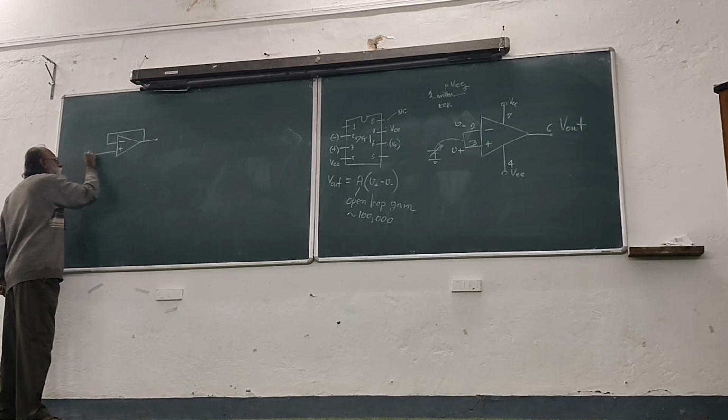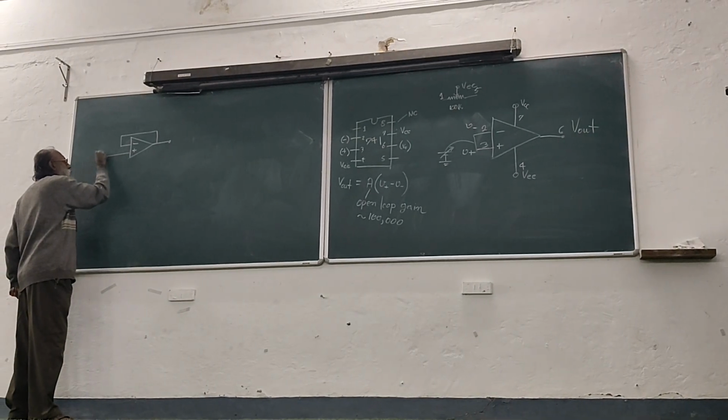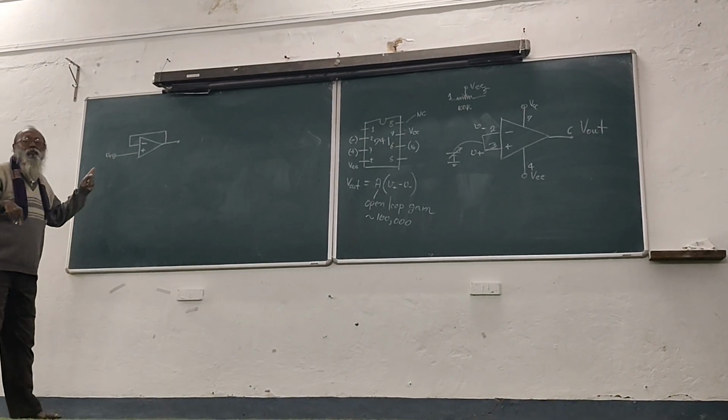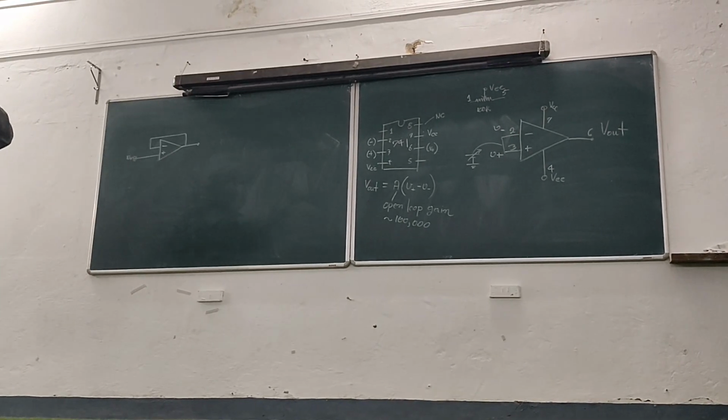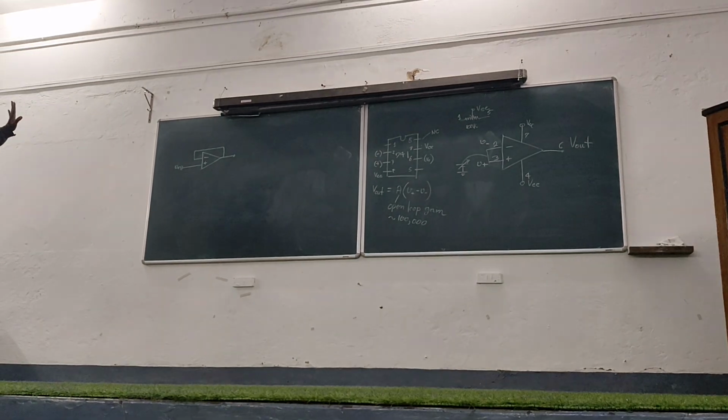And I have an input voltage. This P is where I put my input voltage, V. What is the meaning of V? That is the voltage between the ground and the input.